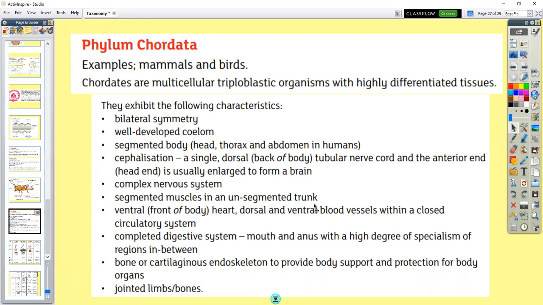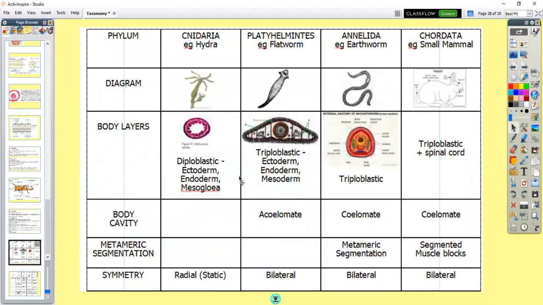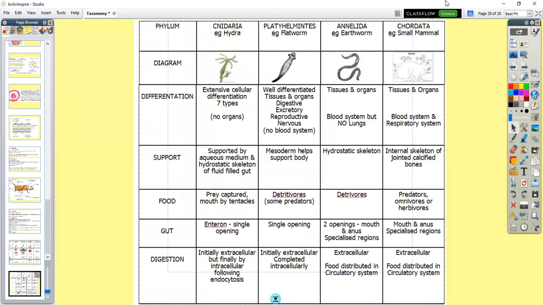Muscles to allow movement. You have the front and back, and complete digestive system, jointed limbs and bones, and a skeleton on the inside. Okay, some diagrams or some little table here of the different types that you have. Again, you can pause that and have a look at that if you wish. Hopefully that will help with taxonomy in terms of animal and plant kingdoms for A2 biology.